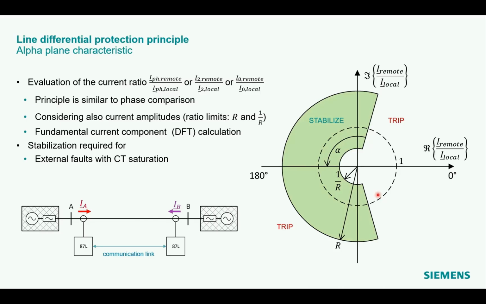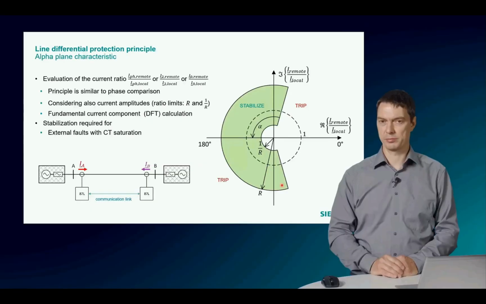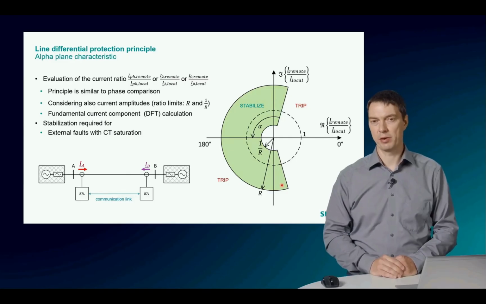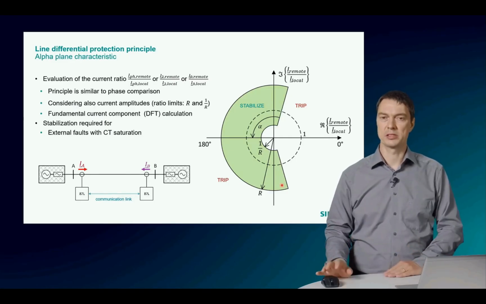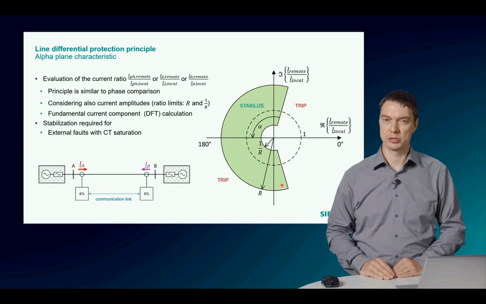Some current amplitude difference shall be acceptable. Therefore, we set a maximum ratio R in this alpha plane. This defines an inner and an outer radius of this stabilization area. The maximum phase angle is defined by the phase error to be considered, similar to the previous explained phase comparison principle. Also, the alpha plane needs some additional stabilization for CT saturation, which is not shown here.